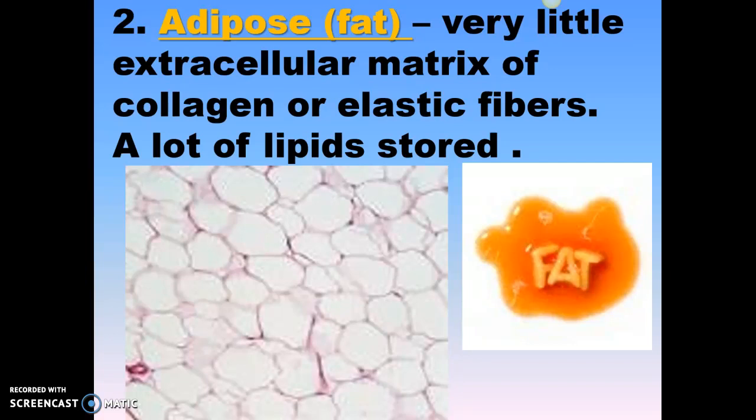Adipose, fat. This is the easiest cell to identify because fat cells are laden, filled with adipose or lipids. So they look just like big, fat, round cells. You can see them packed out there. The nucleus, it's hard to see the nuclei here, but they're shoved way to the edge.